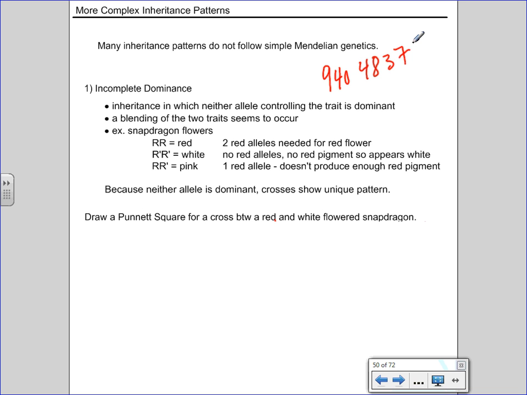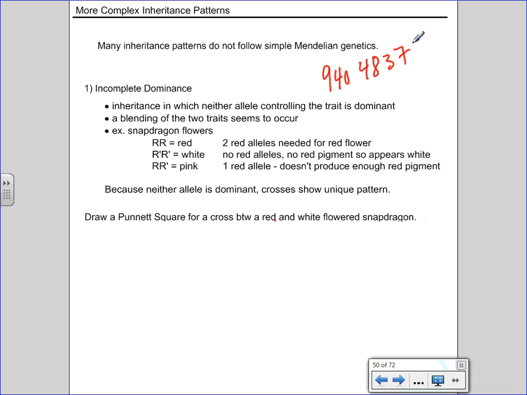In this case, inheritance for either allele is not dominant. When you have both alleles, you end up with a blending of the two traits, or that's what seems to happen. An example is snapdragon flowers.